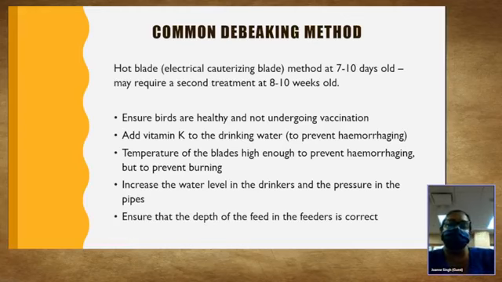All right, so another thing that you can do is when you debeak your birds, you increase your water level in the drinkers and pressure in the pipe for maximum access to water. And the depth of the feed, you don't want the depth of the feed to be too small that the beaks are reaching the bottom of the pan, because it damages the beaks, one, and two, it is more stressful for the chicks to pick the feed up. So you just do these little things to alleviate any unnecessary stress of these baby chicks that need special care and attention to grow properly.